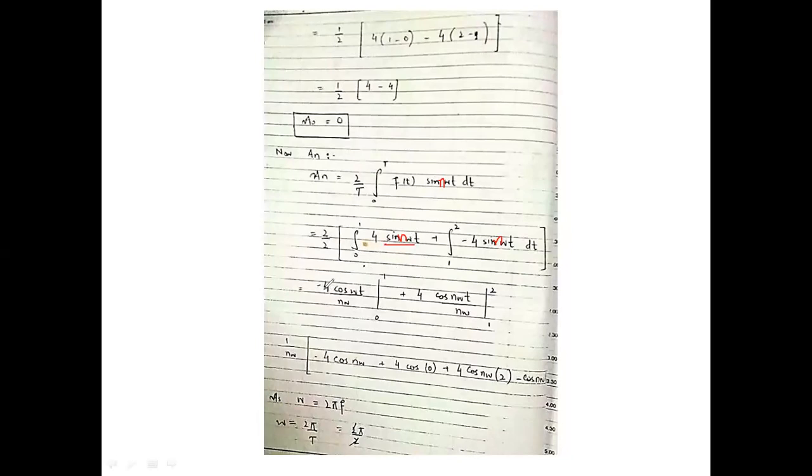Okay, so applying the integration, the integral of sine is minus cosine n omega t divided by n omega. And for the minus 4 sine n omega t term, after applying, minus minus gives plus, so we will get plus 4 cos n omega t over n omega. Okay, so putting the values. Now for the omega, as we know omega is equal to 2 pi f, and f is equal to 1 over T. We have known that T is equal to 2, so omega will be equal to 2 pi over 2. 2 will be cancelled out, so we will get omega is equal to pi.